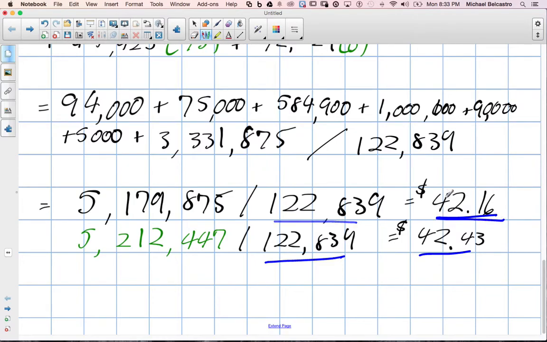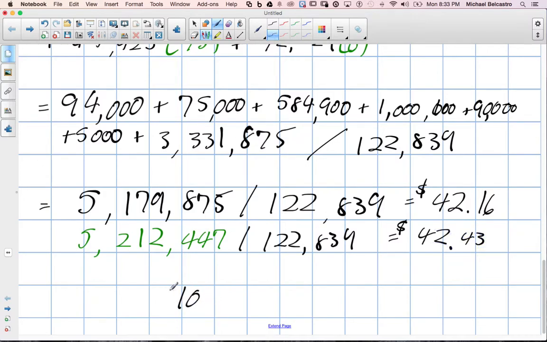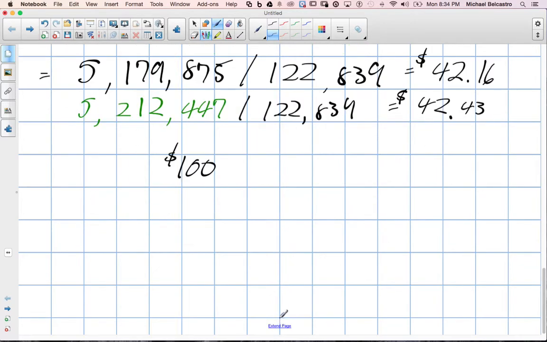We expect to get $42.16, and they said that you should actually get $42.43, so about 20-something cents more. But here's the thing: a Sid Kids Lotto ticket is $100. Now there are a couple of deals where you can get 2 for $150, but you don't really ever know what they're going to sell all the tickets for.